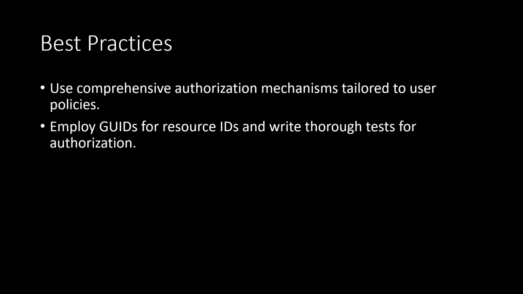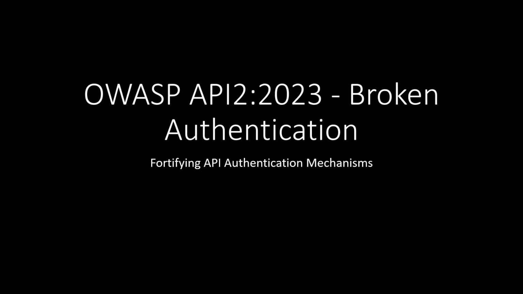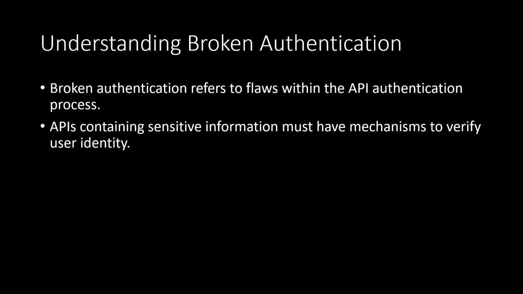All right, time to explain the next API security risk from the list. Time to speak about broken authentication, which is second on the list. We'll explore this critical vulnerability and how to strengthen your API's authentication mechanisms. Broken authentication refers to weaknesses in the API authentication process.